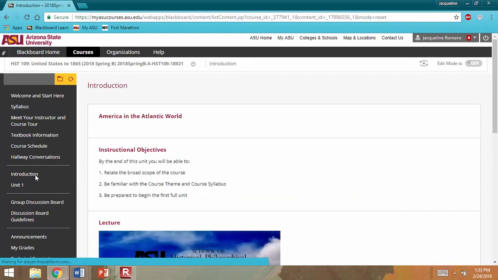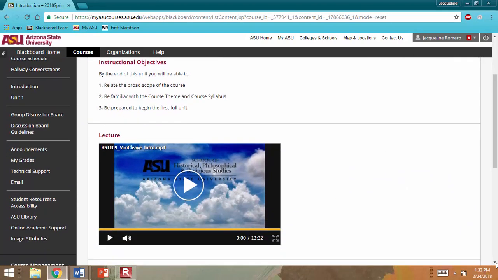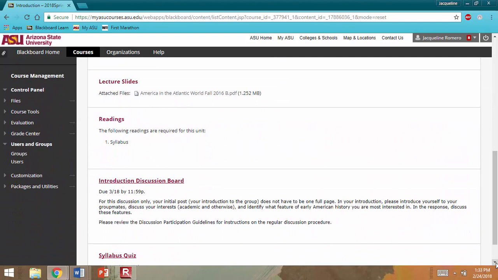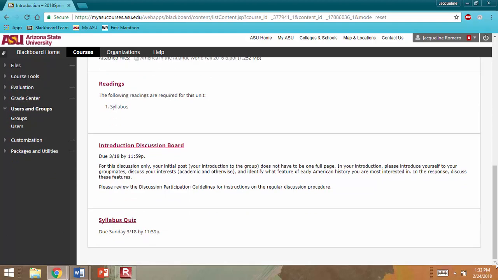It's structured the same way as the rest of the units, and at the end of it, you're going to post a discussion board introducing yourself. But that is the only week that you will need to do that. The only extra reading you need to do for it is the readings. The syllabus, of course, as we see here.